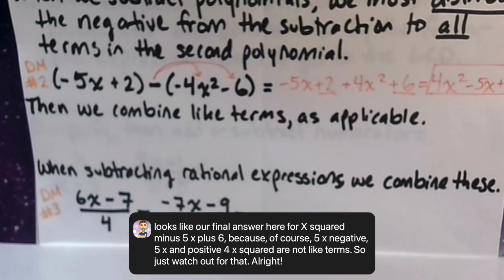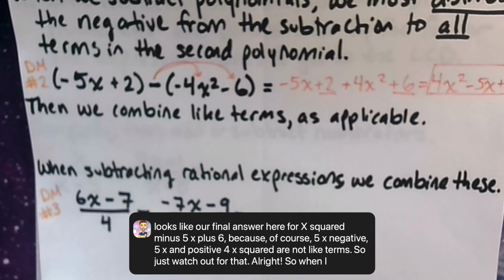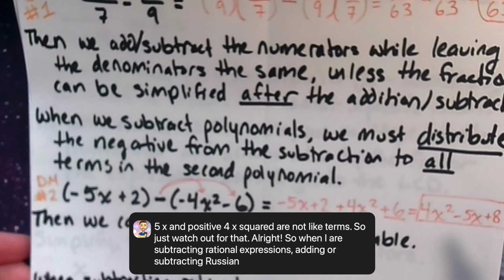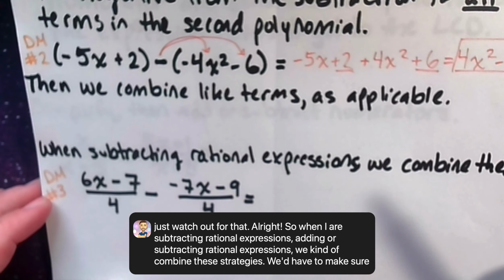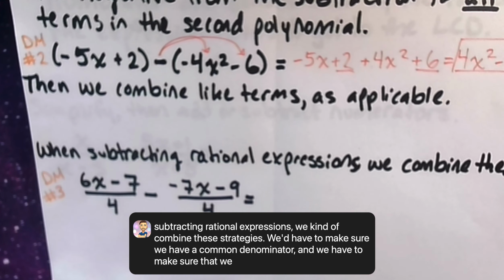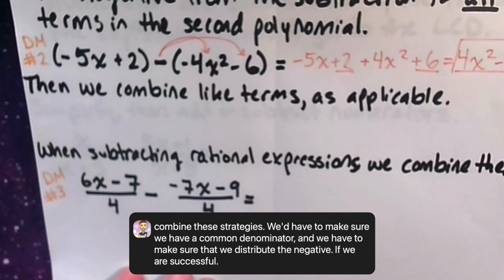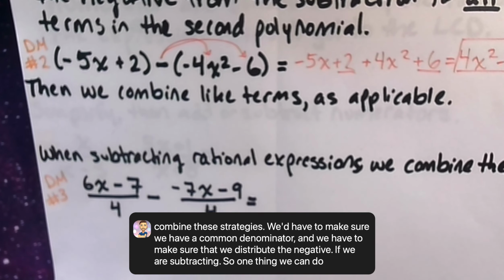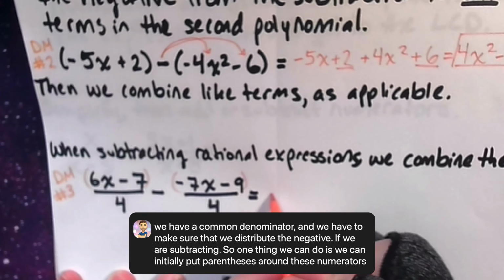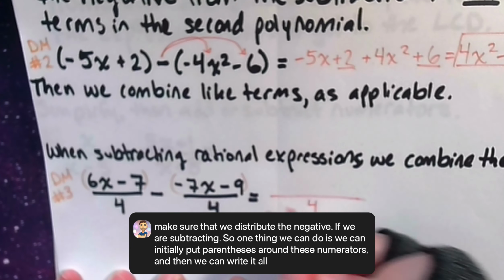All right. So when we are subtracting rational expressions, adding or subtracting rational expressions, we kind of combine these strategies. We have to make sure we have a common denominator, and we have to make sure that we distribute the negative if we are subtracting. So one thing we can do is we can initially put parentheses around these numerators, and then we can write it all over the same denominator.